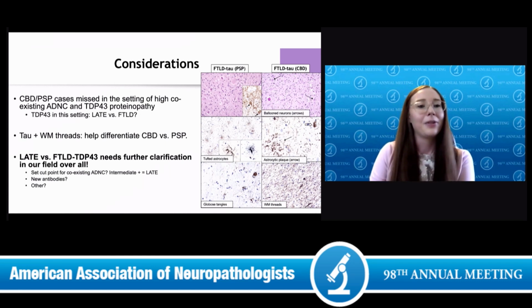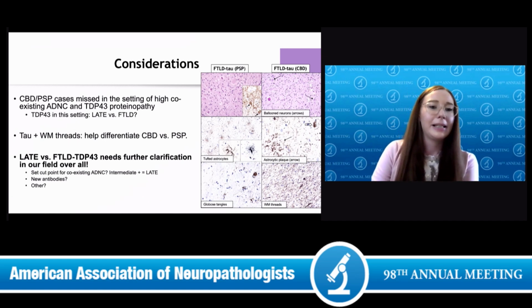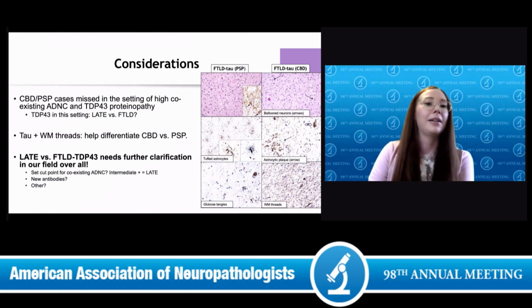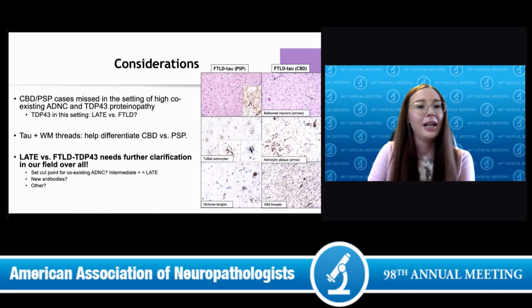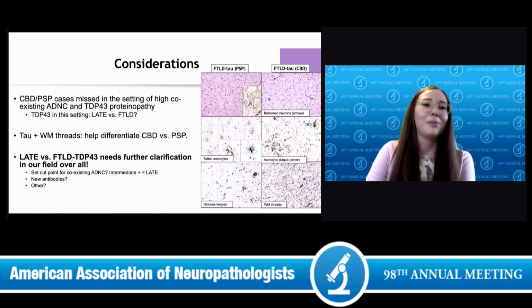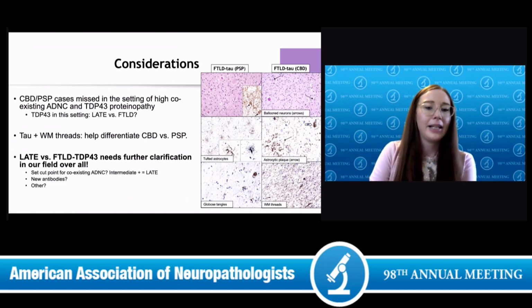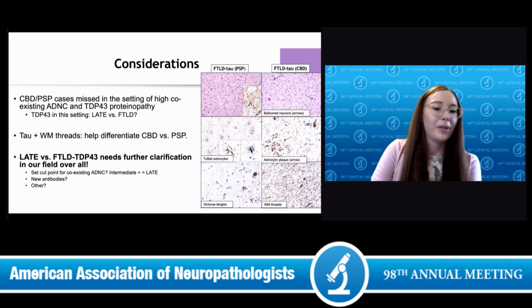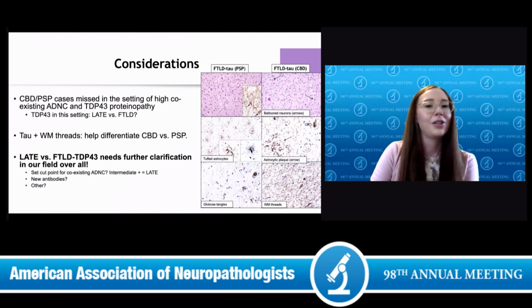For example, when I looked back at all of the cases, it seemed that we were very consistent about diagnosing FTLD-TDP when there was only up to low coexisting Alzheimer's disease neuropathologic change. But also very interestingly, one of the cases that we all missed was specifically a case that had high ADNC with coexisting TDP that had specifically intranuclear inclusions, neuronal cytoplasmic inclusions, and fine dystrophic neurites.